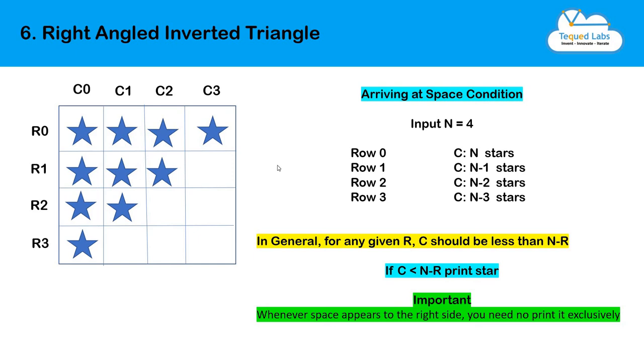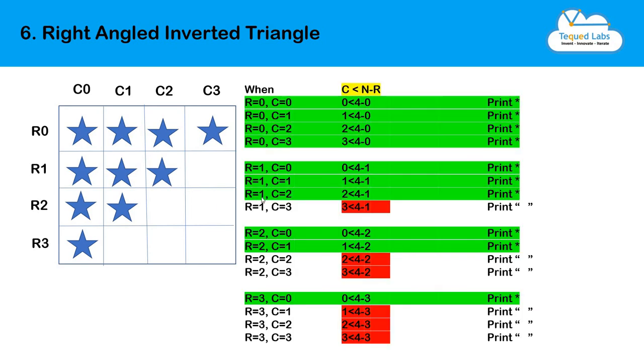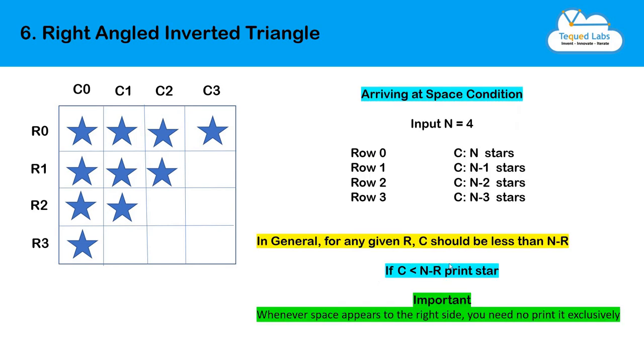Now there's an important thing that everyone needs to make a note of. Whenever there are spaces towards the right of the pattern, you can just ignore them. Okay, you need not write any specific condition. Only when spaces are appearing towards the left of the pattern, you have to write a condition. Now let us examine this condition, which is C less than n minus R. This is the condition we have just derived.